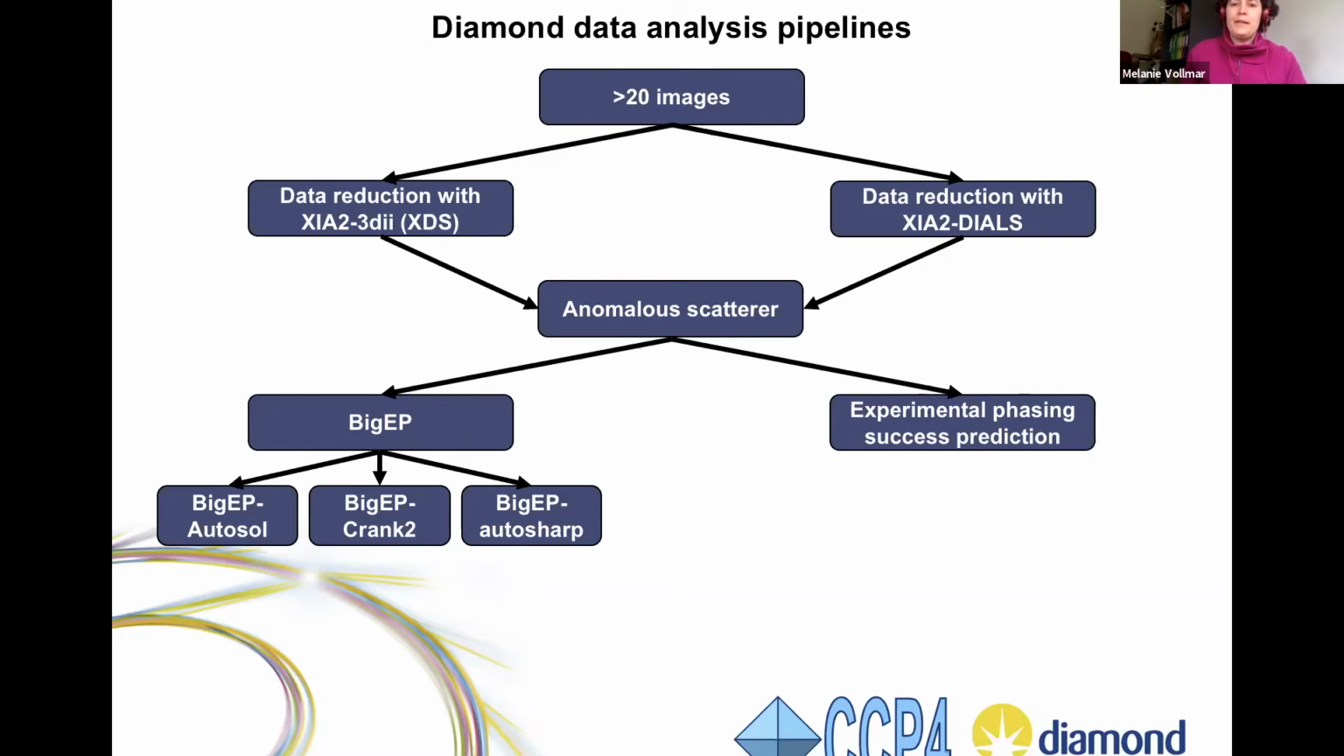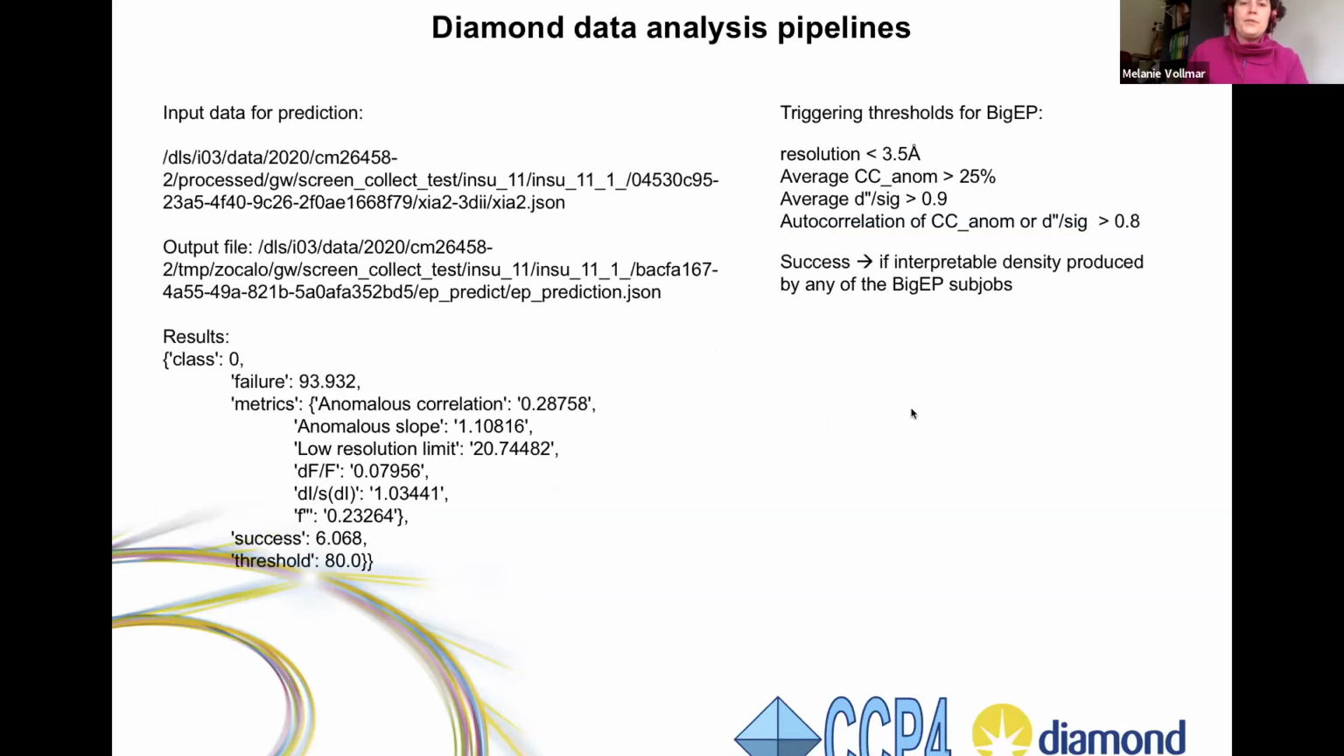And we also trigger in parallel my prediction tool here. So all of the graphs I showed you before about the features identified from the public data go into this prediction tool. There's also some additional information we need. In order for BKP to currently run, we have a few thresholds that the data needs to fulfill. If it comes off the data reduction step from ZR2 and these are met, then the data gets into the BKP pipeline and we run the three sub programs, AutoSol, CRANK2 and AutoSHARP in parallel. If these are not fulfilled, then the pipeline currently does not get triggered.